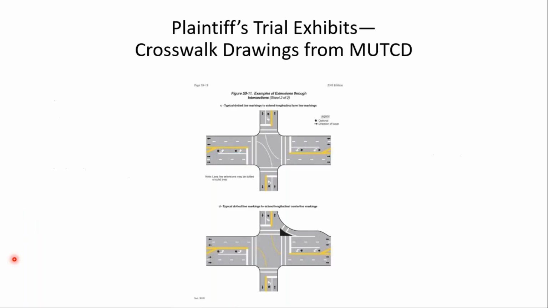Here, many of you recognize this. These are just scanned pages from the Manual on Uniform Traffic Control Devices. This was going to be one of the plaintiff's trial exhibits at trial, and they were going to show a couple things. Number one, they were showing that, of course, as I said, the best practice in crosswalk design is the crosswalk should be at right angles to the roadway being crossed. But also notice in all these examples and others in the MUTCD, of course, the crosswalk is downstream of the stop line, not upstream of the stop line.